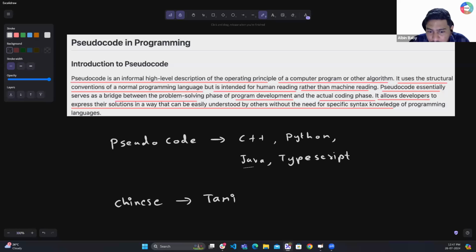Okay. Right. So the best real world example I can give you is, let's say there is a Chinese person and there is a Tamil person. Can this Chinese guy understand whatever the Tamil guy is writing? No, he can't understand. Can this Tamil guy understand what this Chinese person is writing? No, exactly not. So what is the common language that both of them can understand? Yes, exactly. English. And that is pseudocode programming. Got it? Clear? All right, cool.